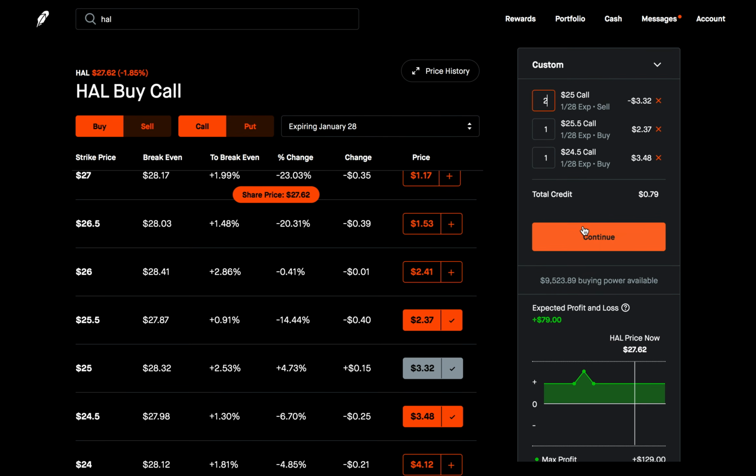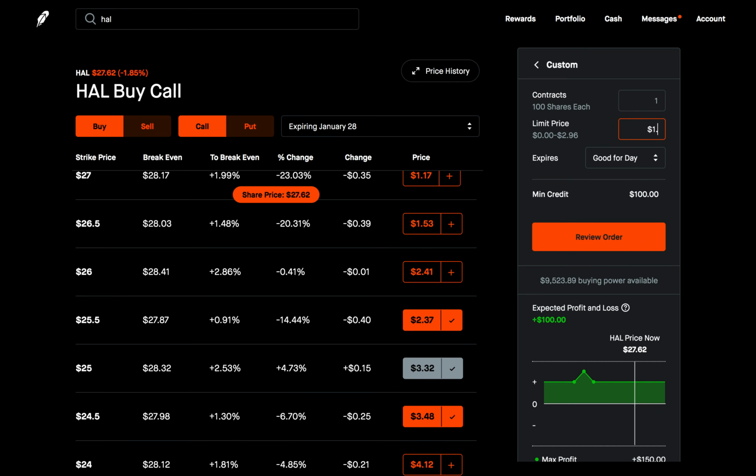So first of all, if I continue here, we can see what the bid-ask on this is. Generally on Robinhood, the limit price is set to the midpoint of the bid-ask. Here it's not even set to the midpoint, because the bid-ask is 0 to 296. The middle of those two is 148. So generally Robinhood would set this at 148, but they didn't here. And if it was 148, this would tell me I'm getting a credit of $148, right?